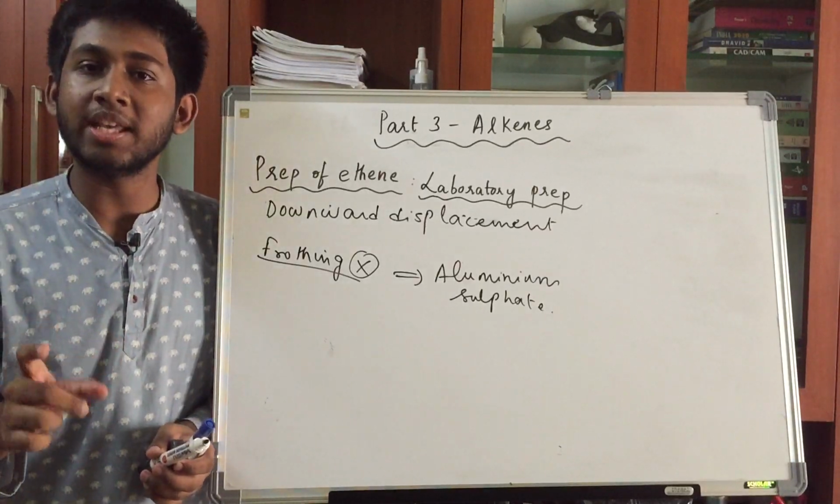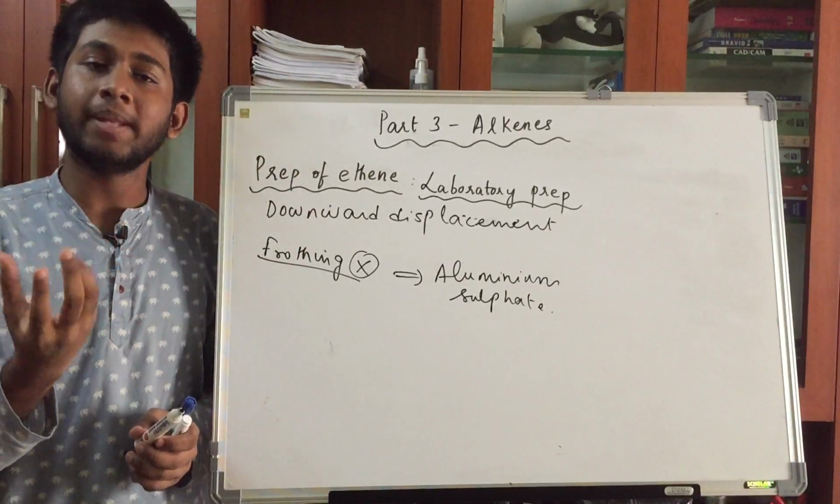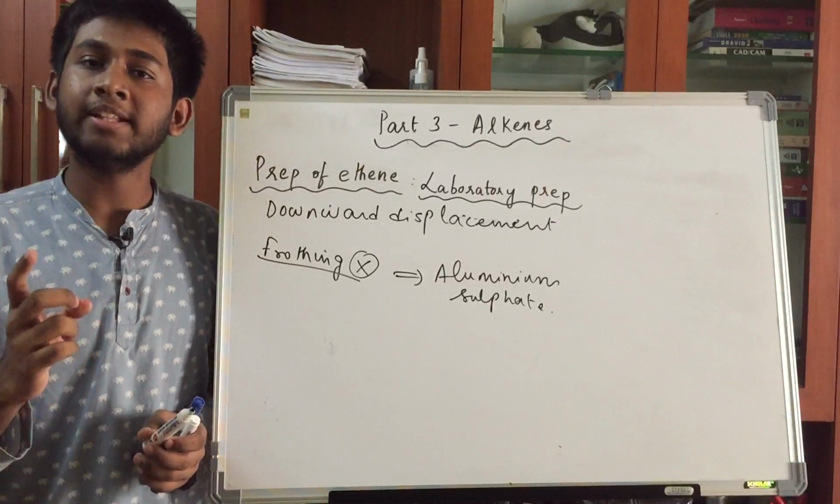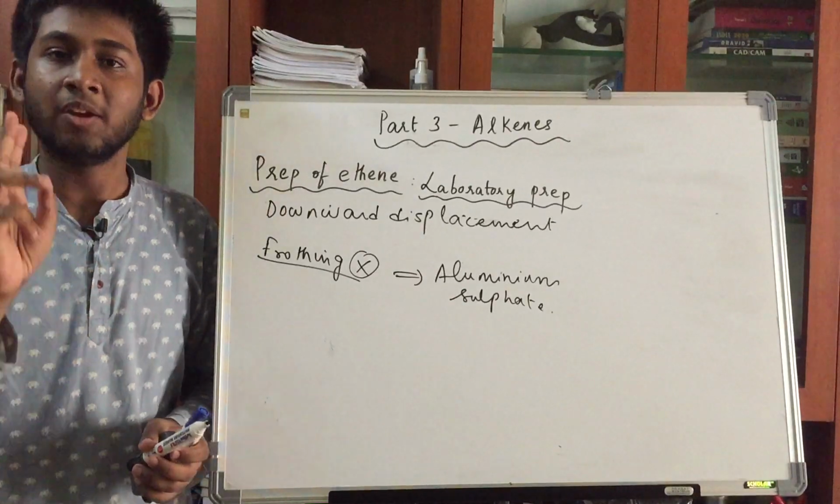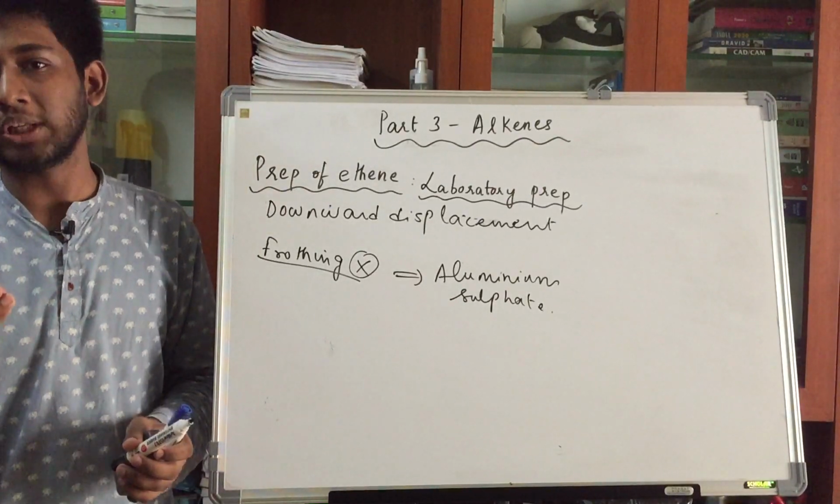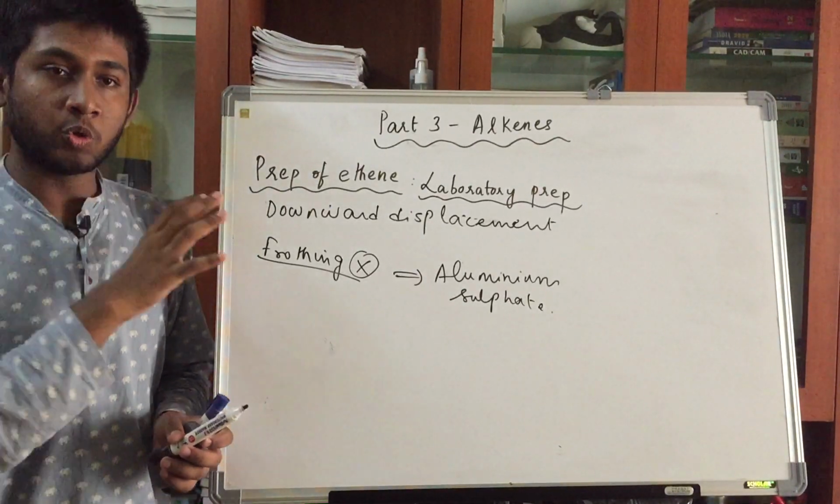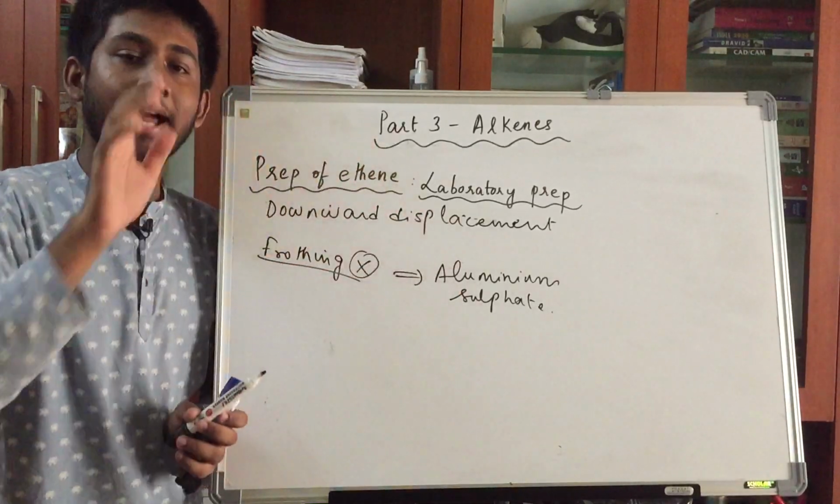After the removal of impurities, next comes the process of obtaining the gas. For this, you make use of downward displacement of water, and I've already explained why you need to use downward displacement of water. Apart from that, to avoid frothing, we make use of aluminium sulfate.